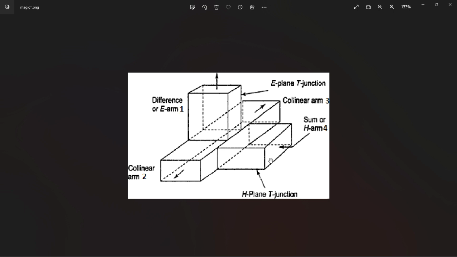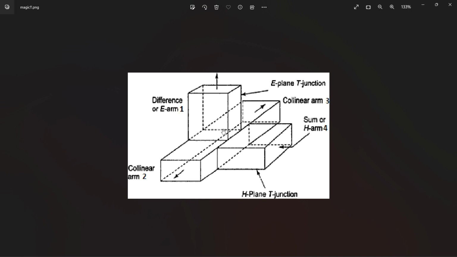The H arm is on the plane, along the plane, because magnetic flux lines are present along the plane, that is, over the horizontal plane. So the H arm is configured in the plane parallel to the magnetic flux lines. This is the concept behind it.